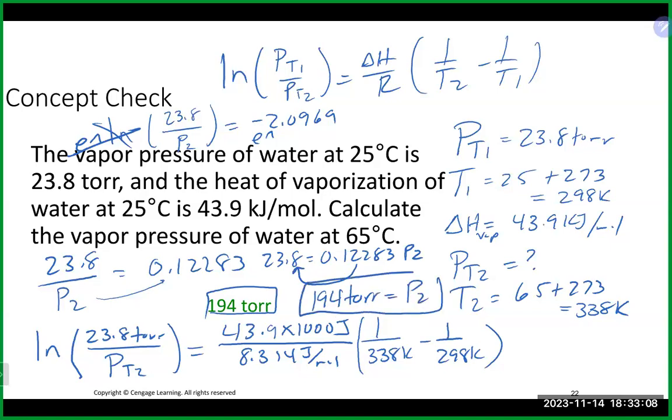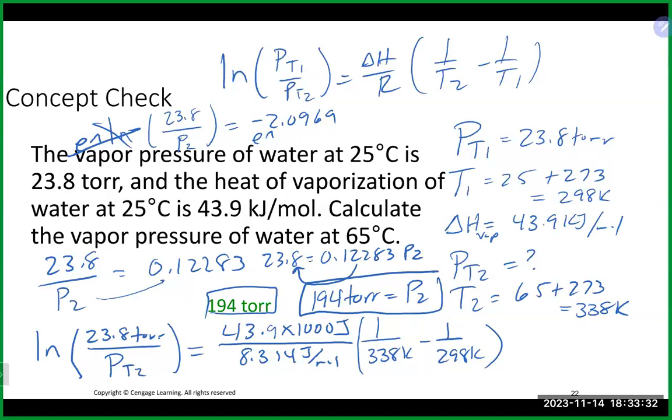That's good. It came out to the right number. That would have been kind of embarrassing, I guess, if it didn't. Any questions on that? So what we see here is, in this case, we increased the temperature, right? We went from 25 degrees Celsius to 65 degrees Celsius. And what happened to our vapor pressure? Did it go up or down?